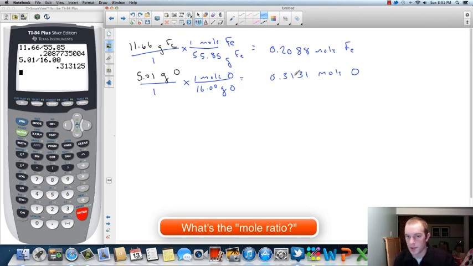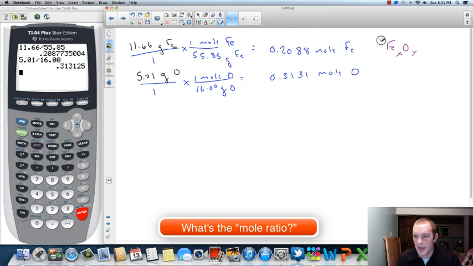Now, the problem is when we look at this example here, we can see that there aren't whole number ratios here. If we go back to the original idea that our formula is going to be FexOy, we know that x and y have to be whole numbers. So the question is, how do we turn them into whole numbers? Well, it's pretty straightforward. What we're going to do is divide everything by the smallest number of moles. In this case, the smallest number of moles are 0.2088 moles of iron.